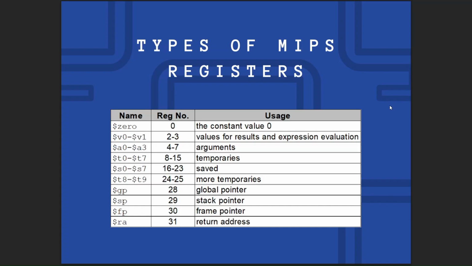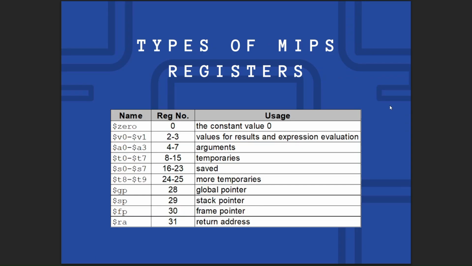Register 28 is $GP, the global pointer. It points to the middle of a 64K block of memory holding global variables. Register 29 is $SP, the stack pointer. It points to the top of the stack, which grows downward. Register 30 is $FP, the frame pointer. It points to the current stack frame and is useful for debugging and variable length arrays.